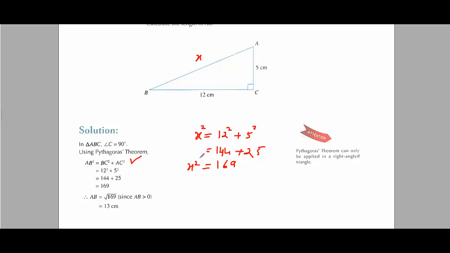So what to do? We have to take square root on both sides. I told you that whenever we take square root, plus minus comes, so plus minus 13, okay? But we will use the plus sign because length cannot be negative. So 13 is the final answer.